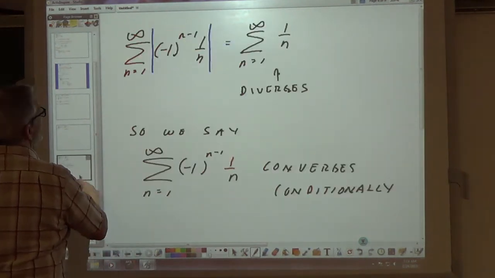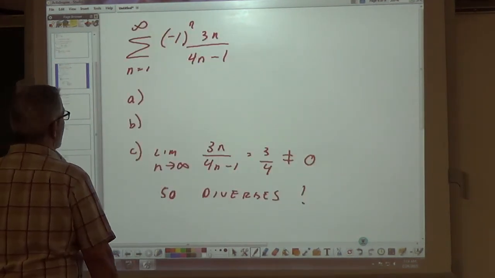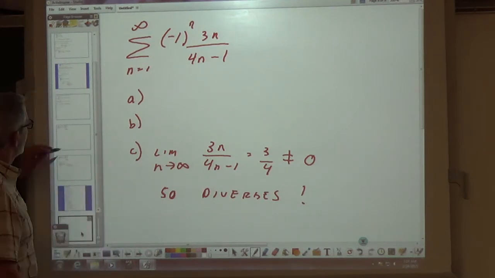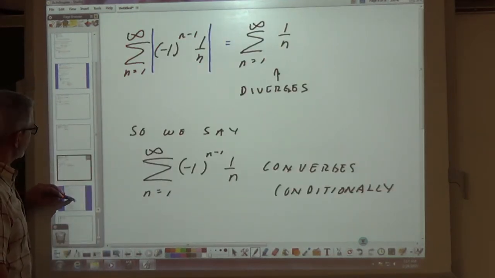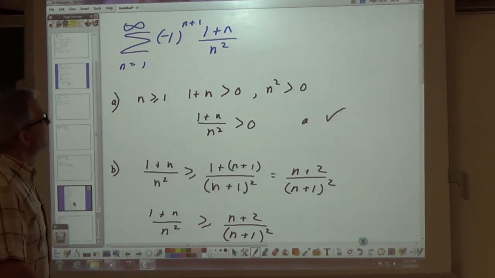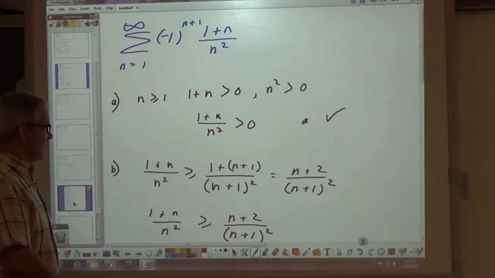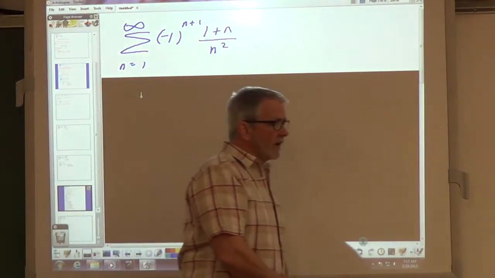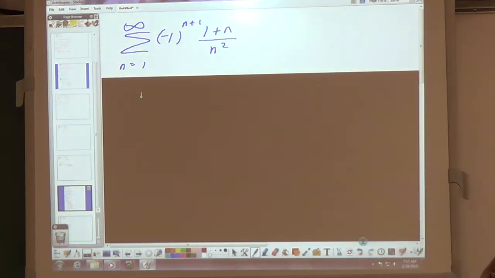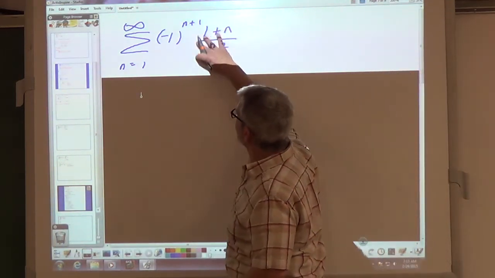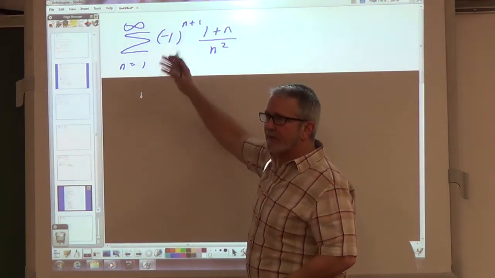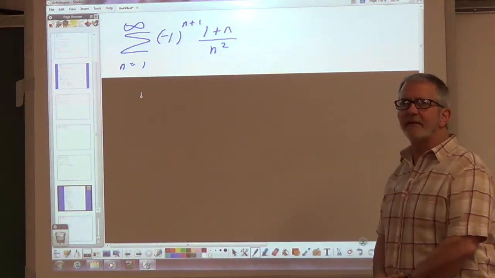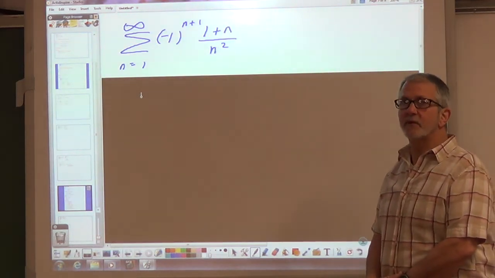That one's too easy. Let's jump down here to this one right here. This is a nice series. This is the alternating series I'm looking at: n equals 1 to infinity of negative 1 to the n plus 1, times 1 plus n over n squared. It's alternating, and all this stuff here is positive, so it's going to alternate between negative and positive. Let's see if this series converges.